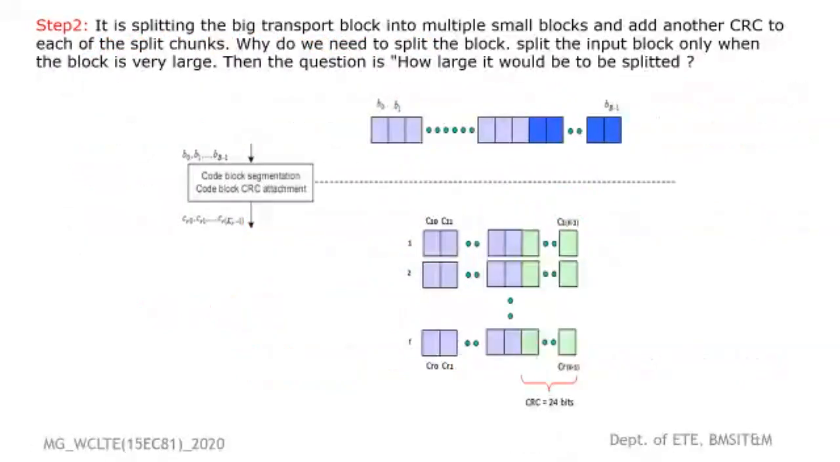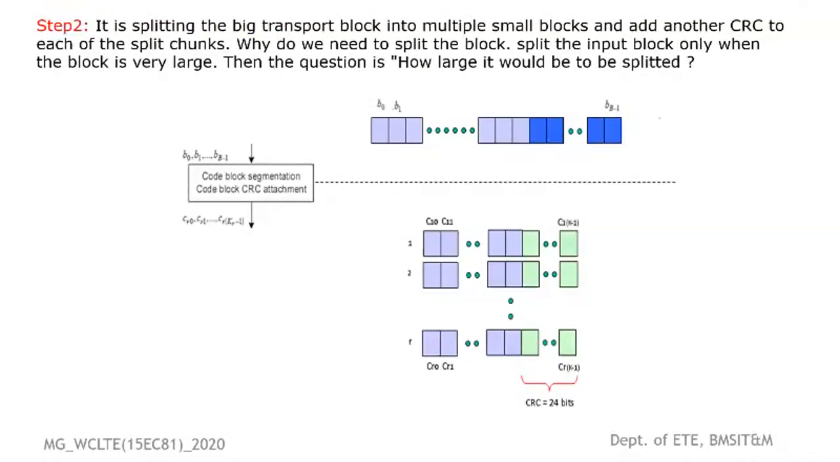So this is what is shown here. Transport block with CRC. Then R rows are created, 1, 2 up to R, by adding CRC to each code block. Here we are going to split the big transport block into multiple small blocks, and we are adding another CRC to each of the split chunks, right?